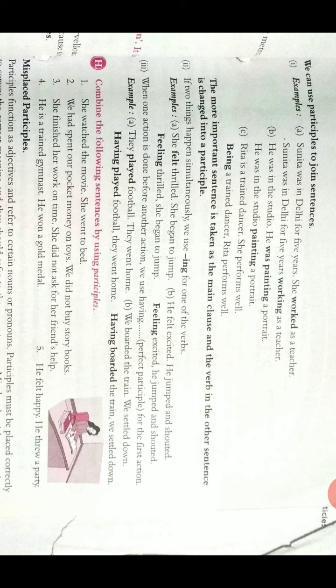Sunita was in Delhi for 5 years. She worked as a teacher. So here we have to join the sentences with the use of participle. So how can we join? Sunita was in Delhi for 5 years working as a teacher. Another sentence: he was in the studio, he was painting a portrait. So how can we join that? He was in the studio painting a portrait. So when we are joining the two sentences with the participle, we need to remove a few of the words. Here we have removed he was and used just painting.